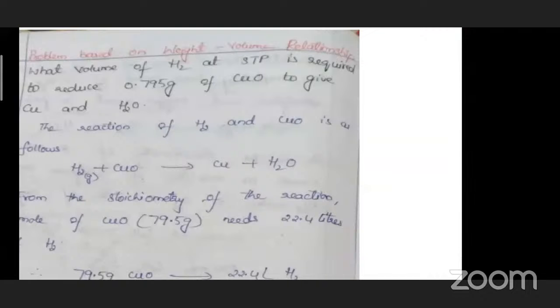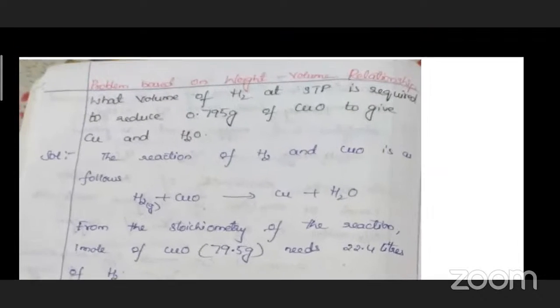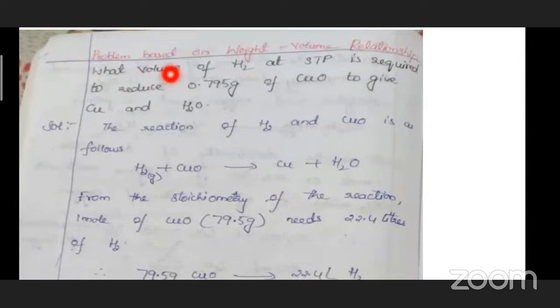So please make a note of it. See, what is the problem given? Let us see. What volume of hydrogen at STP is required to reduce 0.795 grams of copper oxide to give copper and water?